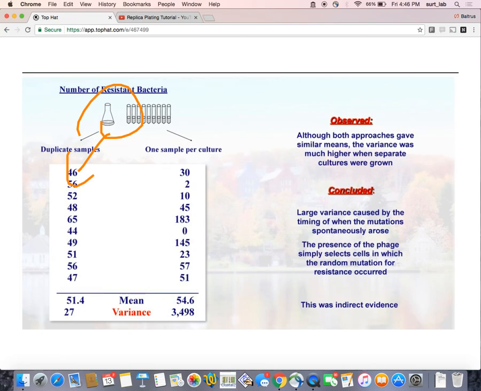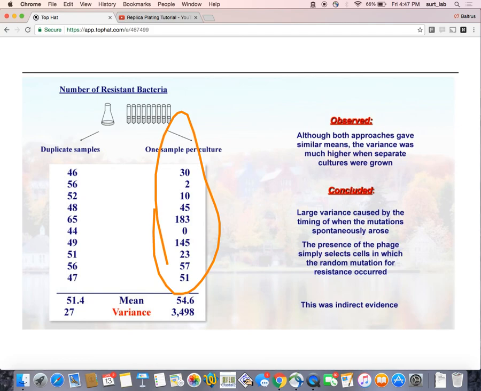However, on the right here, when you plate out many smaller cultures, each culture might have a different mutant that happens at a different time. In one culture, maybe a random late event happens. In another, maybe a random early event. Another culture, maybe no mutation happens. So when you plate out one sample per culture and they've grown up independently, you might get a very different distribution than from one single culture.